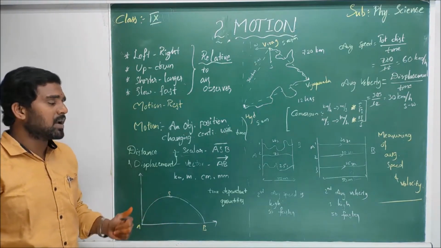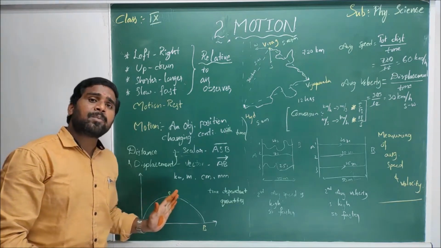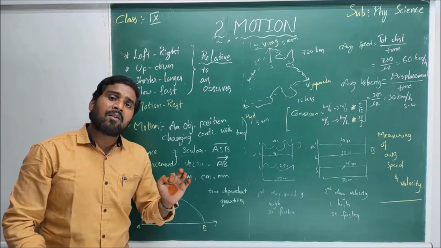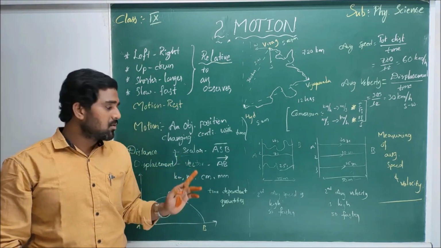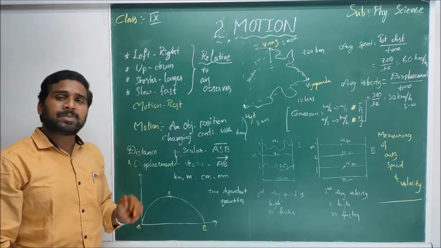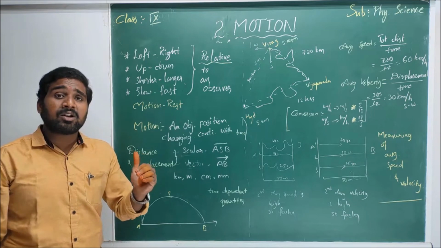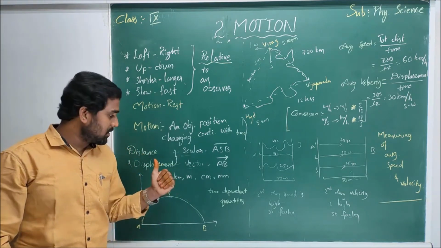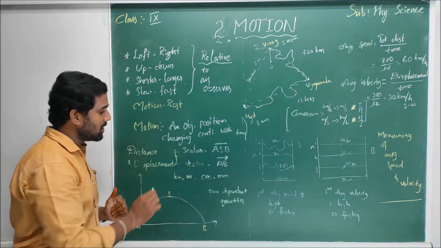But how can we define them? Distance is the actual path covered by an object in a given time interval. Displacement is the shortest distance covered by an object in a given time interval. But why have I written scalar and vector here?